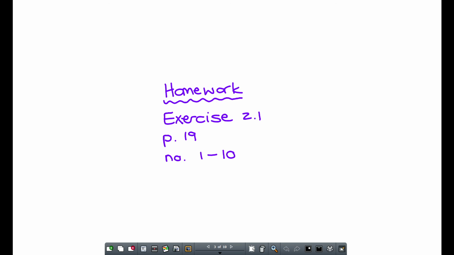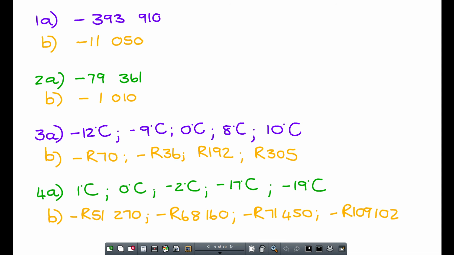Right, we had exercise 2.1. So let's see. The first one, they asked me which one of these two numbers would be greater. And then you've got two negative numbers. Remember that the one closest towards the 0 would be the bigger number. Okay. So look at A and B.